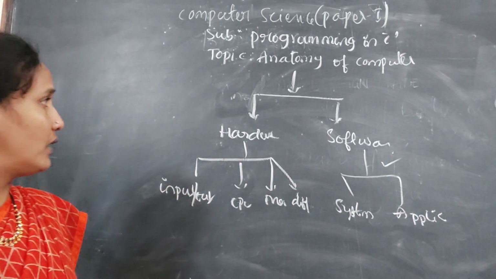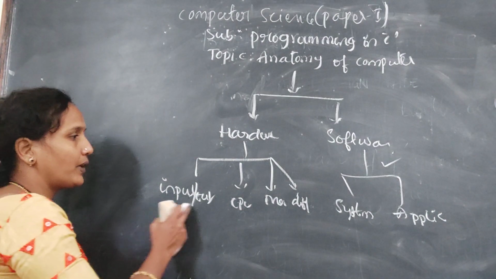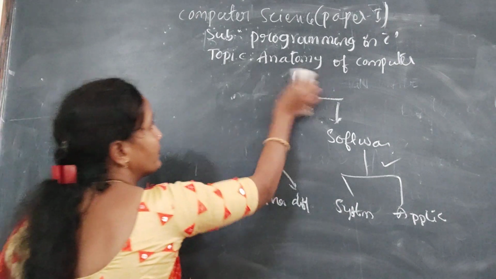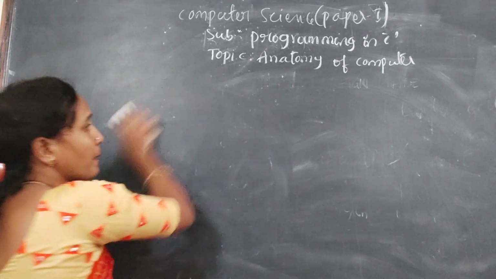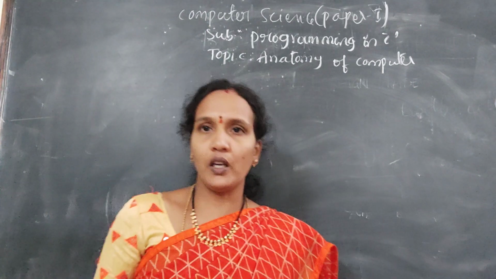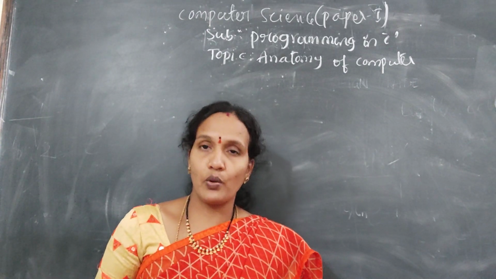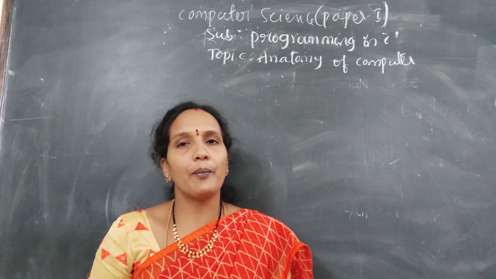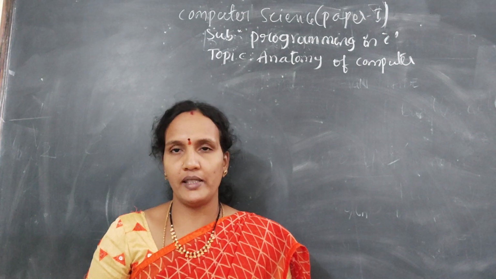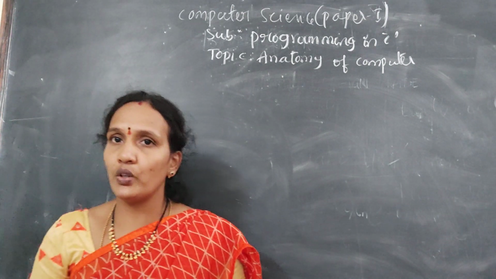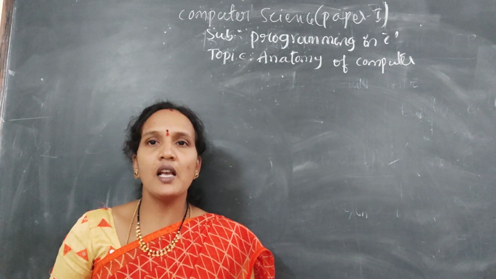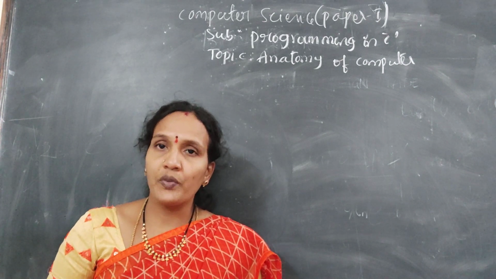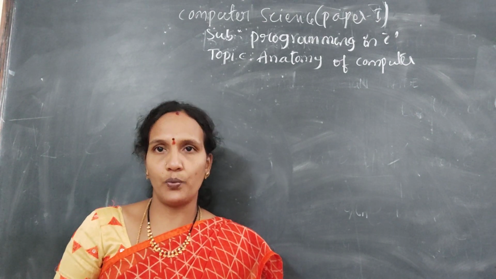Now today we will complete the different hardware devices: input and output, CPU, memory and different interfaces. What is hardware? Hardware is nothing but the physical components related to your computer, which you can touch and feel. Hardware is divided into four categories: input and output devices, memory, CPU and other interface units. Today we'll discuss the input and output devices.